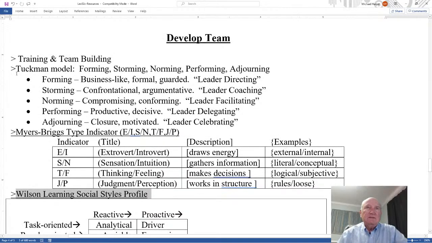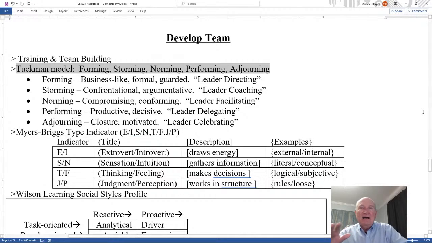Okay, first of all, the Tuckman model. Also you can have training and team building, but you've got to be careful with training and team building. These are to support the project. Training and team building should not be an objective of a project. That should be involved in the actual operations. So the Tuckman model has forming, storming, norming, performing, and adjourning. Maybe you want to pronounce that adjourning, but it's adjourning.